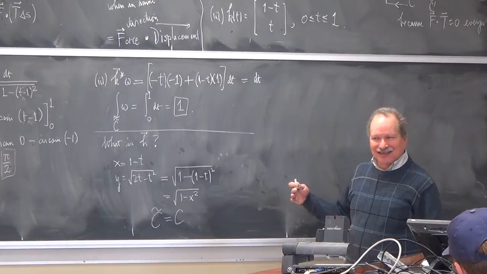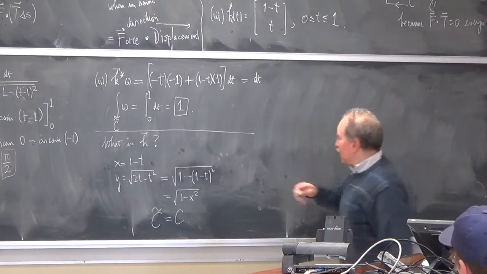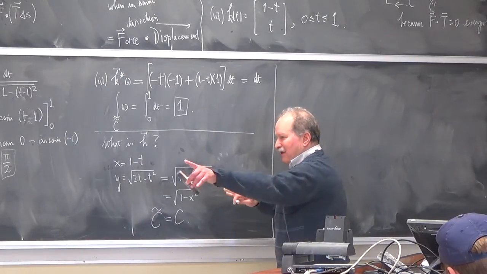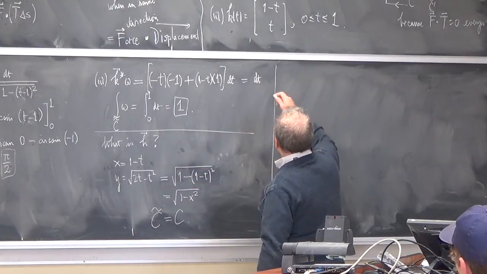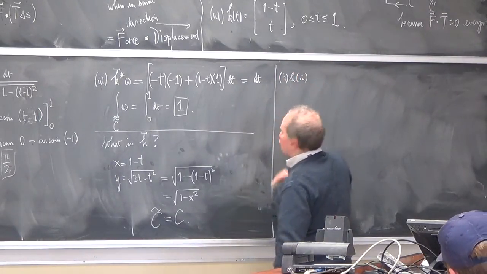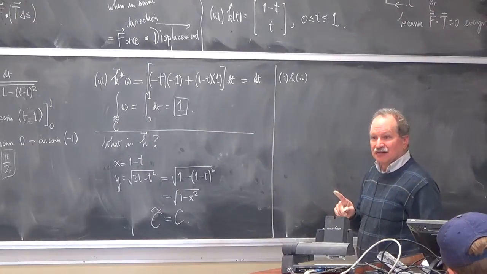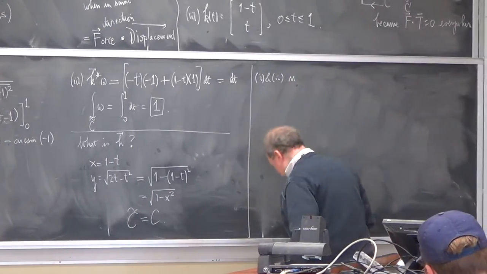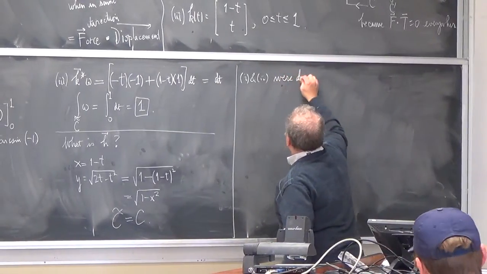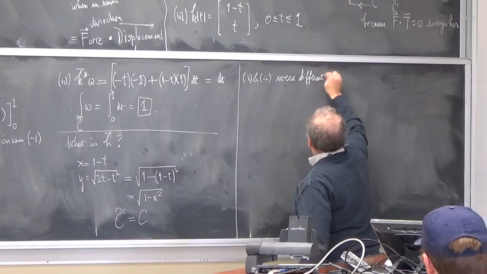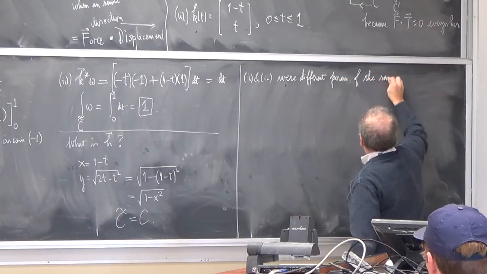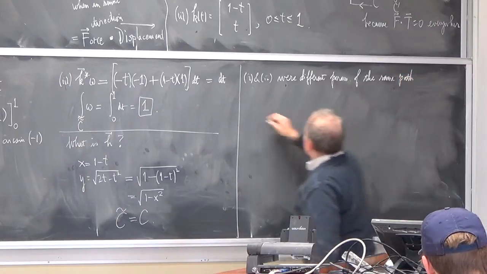Hint, hint, if we went the other way, it would say... Great question. All right, so let me just summarize here, and then I'll answer your question. So what we've observed is 1 and 2 were different parameterizations of the same path. 3 was a different path.